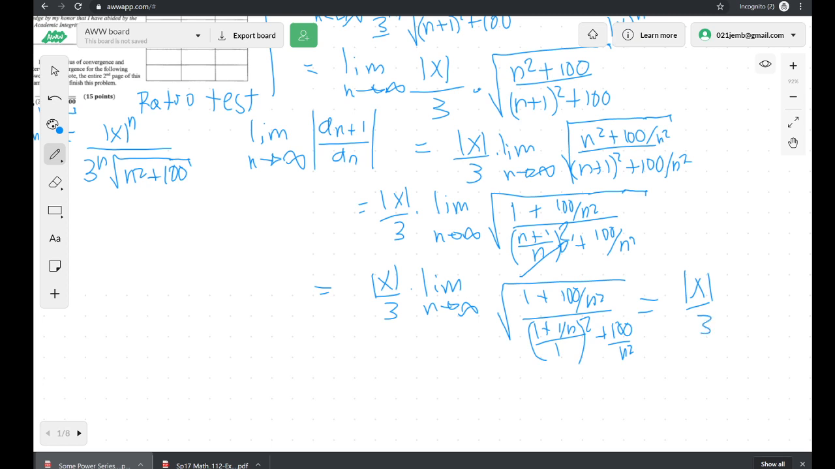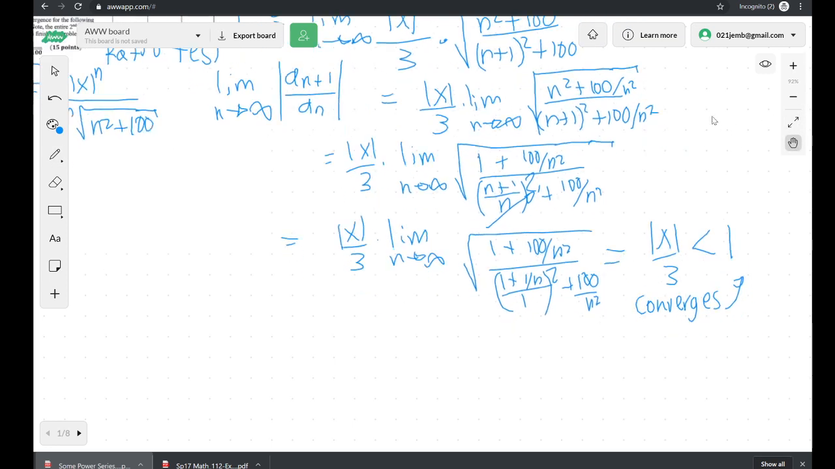And we know that for values of x where the absolute value of x divided by 3 is less than 1, the series will absolutely converge. So this converges for those values of x, when the absolute value of x over 3 is less than 1. And we can already say that the radius of convergence will be 3.